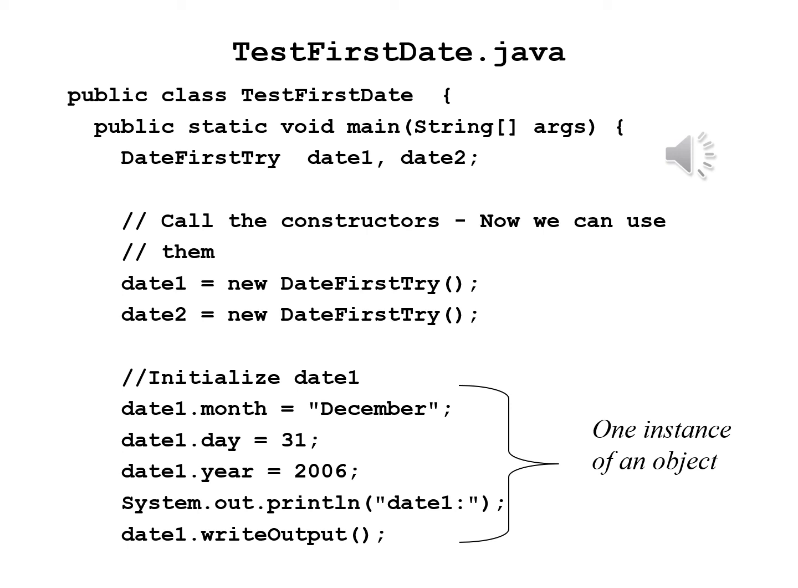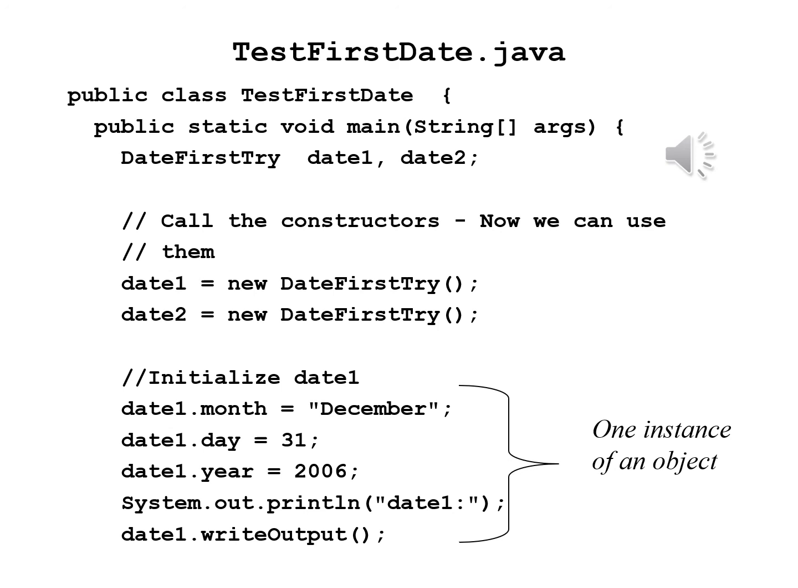And we write date1 = new DateFirstTry, date2 = new DateFirstTry. And now we are ready to start using them. We'll initialize date1. date1.month = "December"; date1.day = 31; date1.year = 2006; System.out.println, and inside the parentheses, "date1:" inside quotation marks. date1.writeOutput.